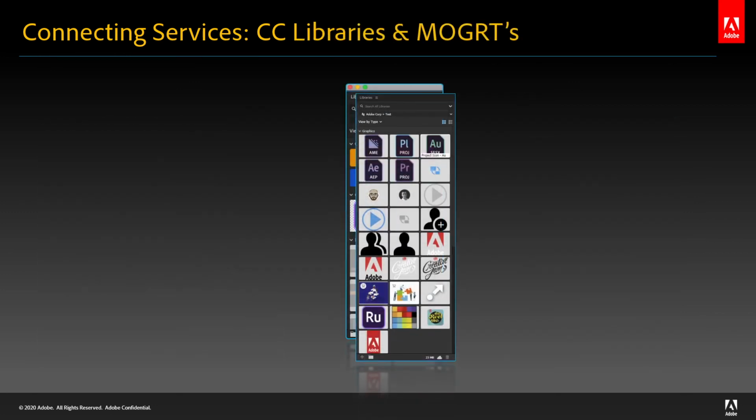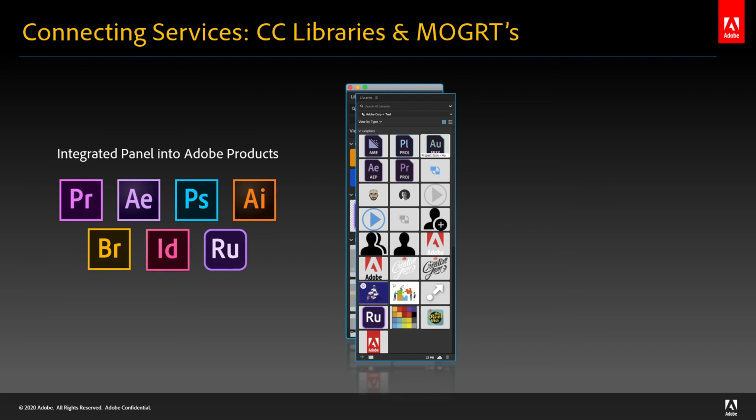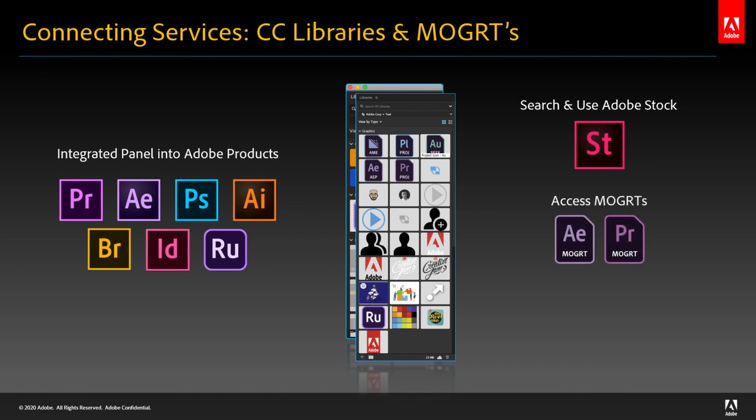CC libraries are designed to be used as a centralized style guide and branding catalog. The CC Libraries panel is integrated into Adobe apps like Premiere Pro, After Effects, Photoshop, and Illustrator. It can be an Adobe stock search engine interface and repository for Adobe stock assets, and used to access motion graphics templates designed in After Effects or Premiere Pro. And it communicates with the Creative Cloud desktop app to synchronize missing Adobe fonts when adding a library asset.